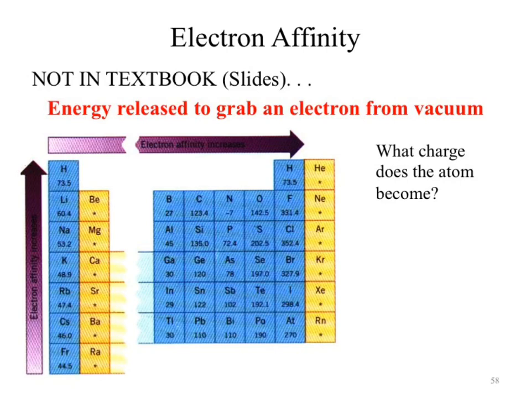Electron affinity. This is only on the slides. It is not in the textbook. Electron affinity is the opposite of ionization energy. The electron affinity means our atom reaches out into the vacuum and grabs an electron and brings it into its structure or its electron configuration. Okay? So we can look at the ability for an atom to grab electrons and hold on to them. Okay?